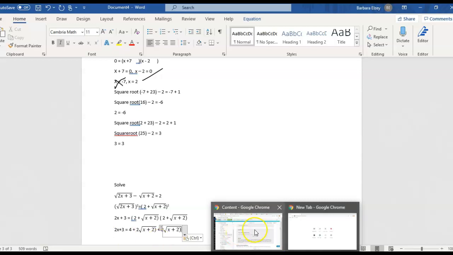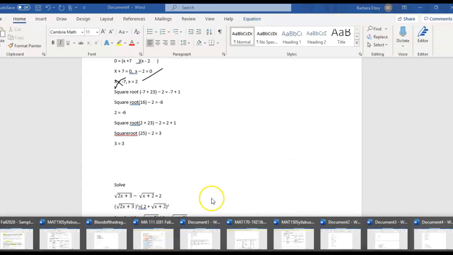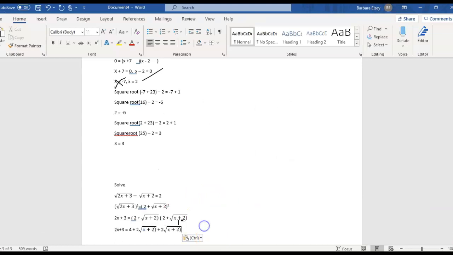All right, and now plus 2 times the square root of x plus 2. That's really like squaring them. That's x plus 2. All right, so notice that process again. We just did FOIL. 2 times 2 is 4. 2 times the square root of x plus 2 is 2 square root of x plus 2. And square root times that square root just pops out as x plus 2.